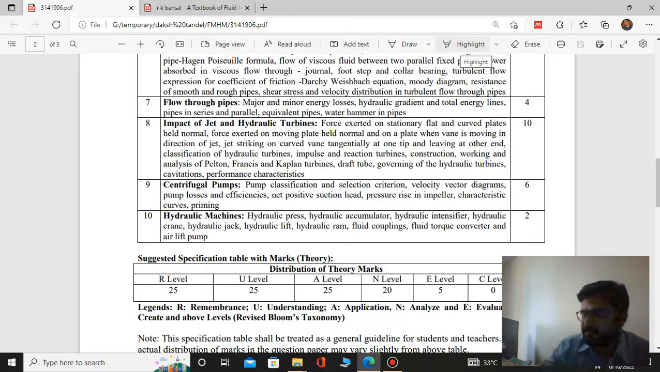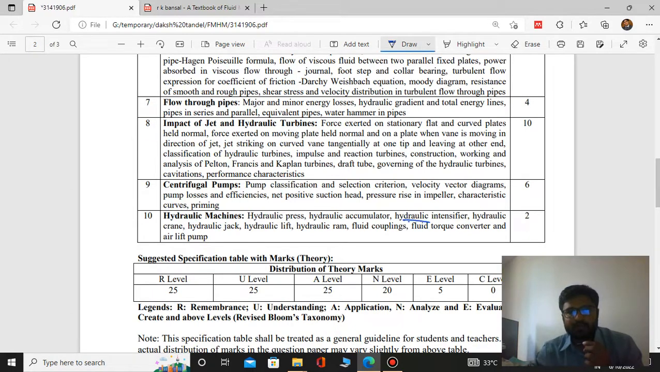So here you can see some of the hydraulic machines we will have to study. Those machines are hydraulic press, hydraulic accumulator, intensifier, hydraulic crane, jack, lift, hydraulic ram, fluid coupling, torque converter and airlift pump. So these are the machines that we will study.